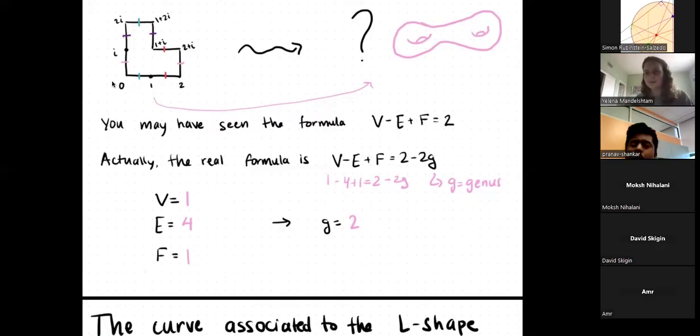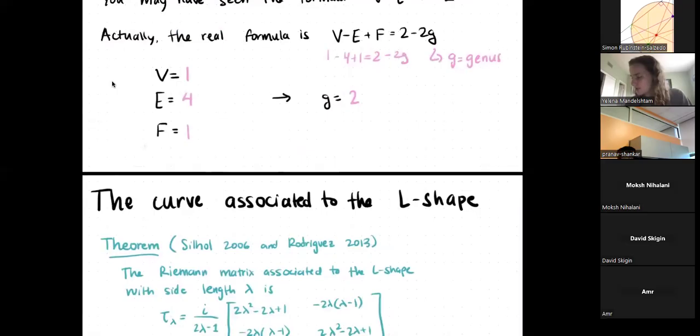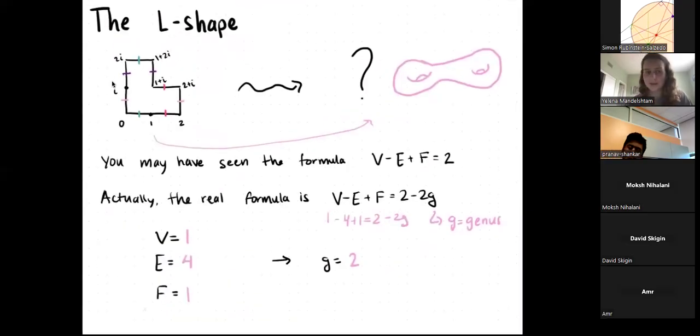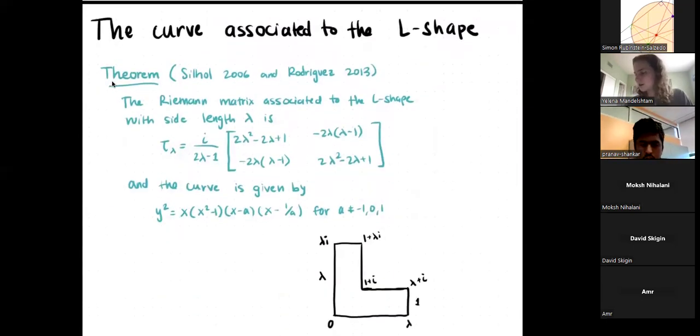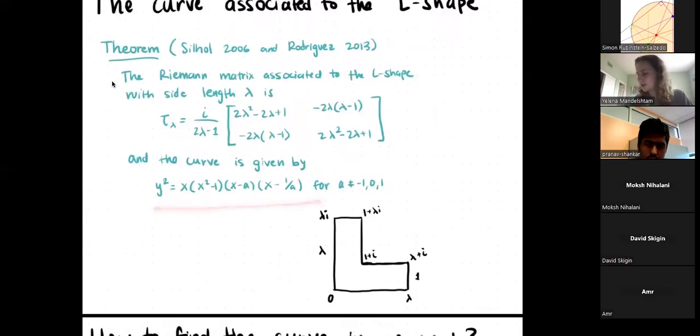Okay, so unfortunately I have very little time. So the L shape is very nice. It's one of the very few shapes that people have actually studied and found the curve associated to it explicitly. And this is because it has a lot of extra symmetries. So these are theorems by Sealwell and Rodriguez, and they actually found the curve that's associated to the L shape with arbitrary side length lambda. So one of the side lengths is 1 and the other one is lambda, and this creates a bunch of different curves. So they found a Riemann matrix associated to lambda and the curve. But this was done only for the L shape.